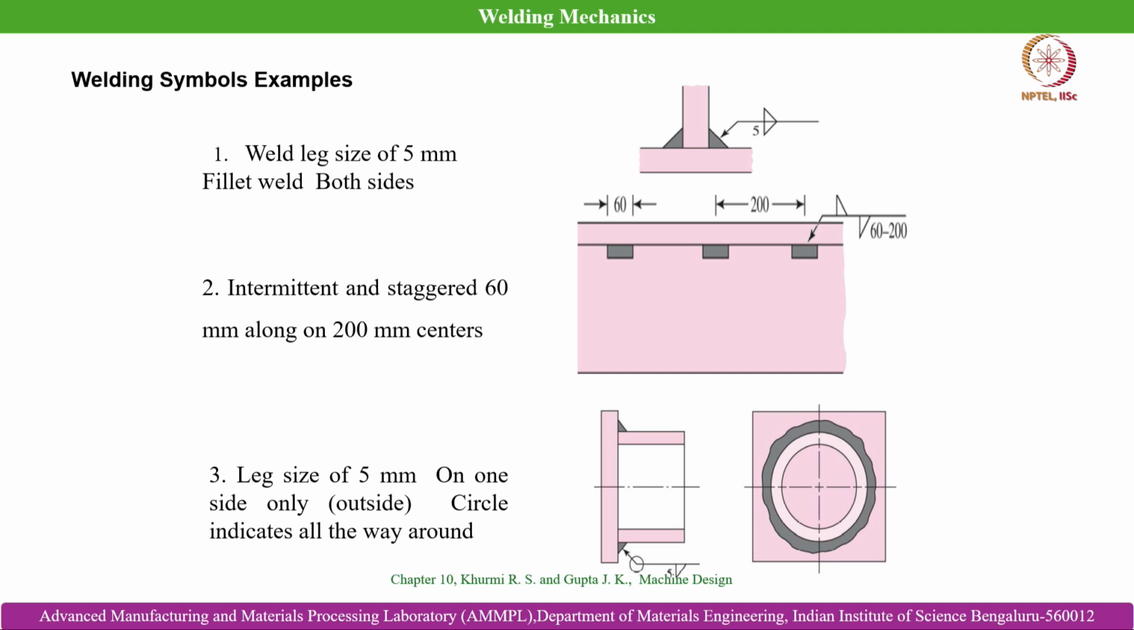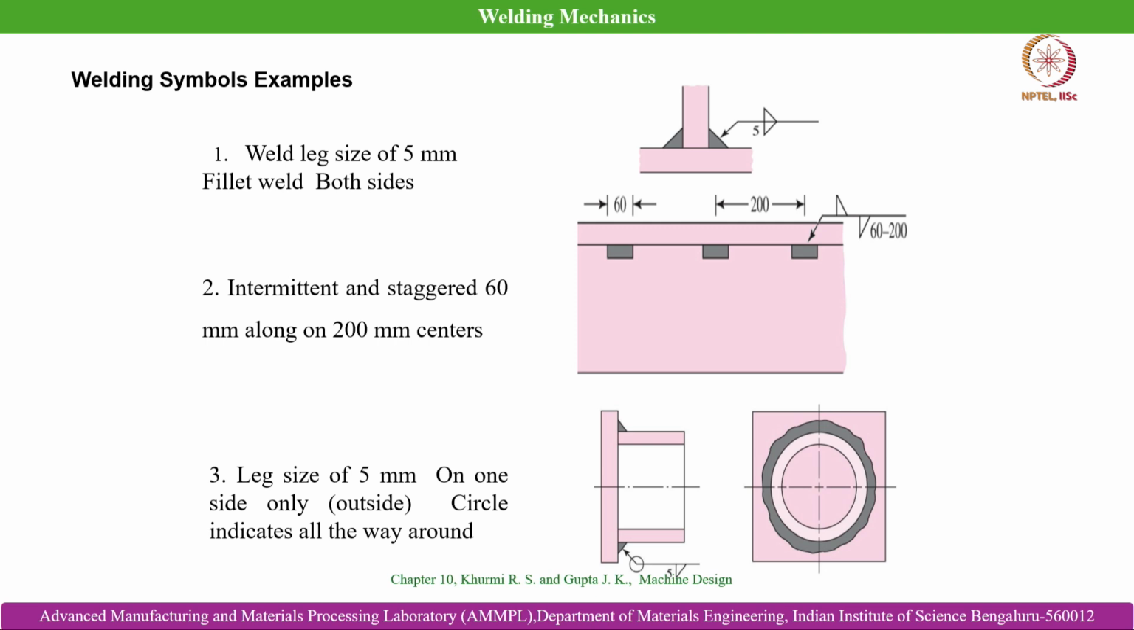In the first case you can see a weld leg size of 5 mm and a fillet weld on both sides. This shows the size of the weld as 5 mm, and it is on both sides of this T joint, shown with the help of these triangles, the triangle at both sides of this line. This is how it is designated.